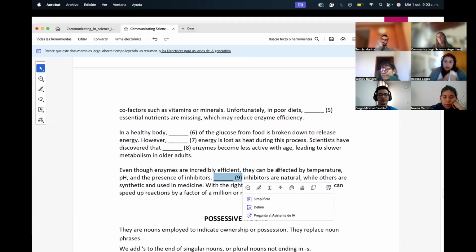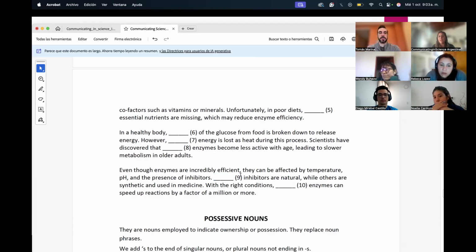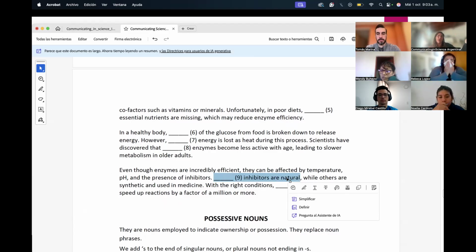Some inhibitors are natural. Why? Because it says "algunos son naturales," right, "mientras que otros." Yeah, so I'm comparing.